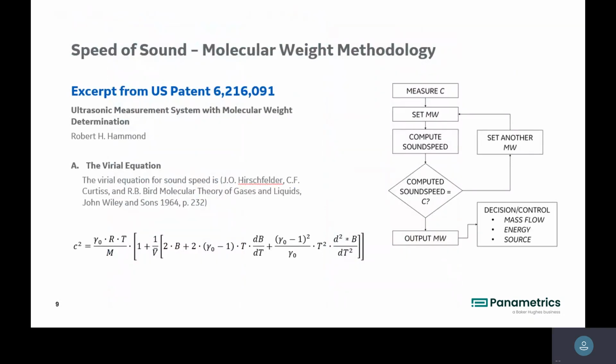So the way we design Flare.IQ, it's based on the sound speed measurement. That's the key technology we developed. We can measure the vent gas molecular weight from the sound speed. The way to do it is, I would say, pretty well known but not very easy to carry out. We call it a virial equation of state.